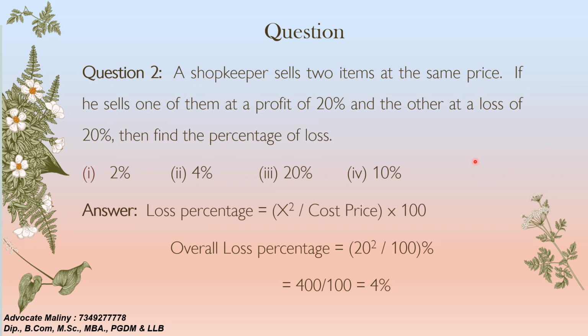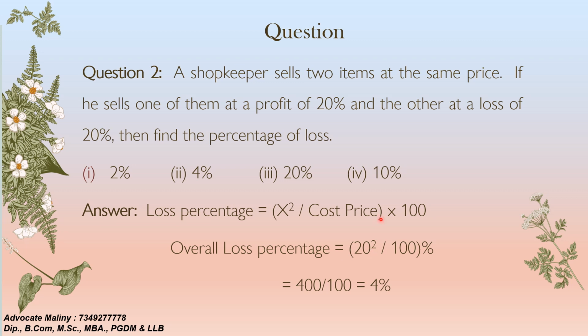This is the second question. A shopkeeper sells two items at the same price. If he sells one of them at a profit of 20% and the other at a loss of 20%, then find the percentage of loss. This is the formula which I was telling you. Loss percentage is equal to loss divided by CP into 100. Overall loss percentage is equal to 20 square divided by 100 percentage. This is 20 into 20, 400 divided by 100, which is equal to 4%.